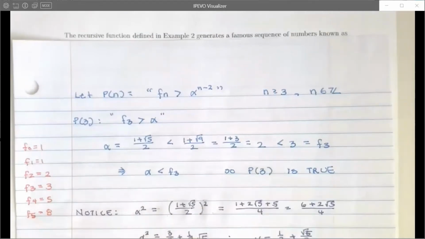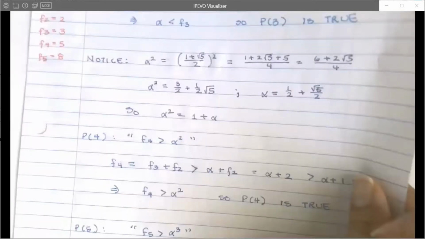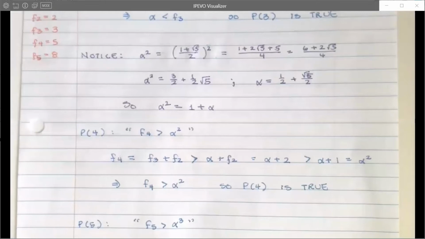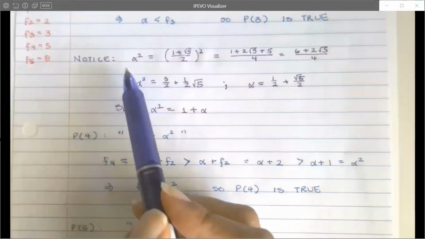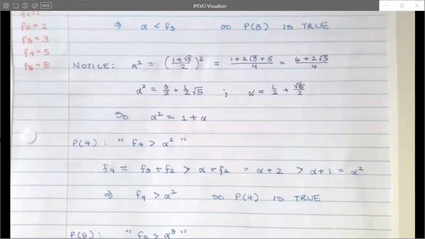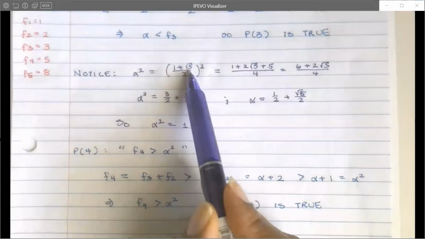Okay, that proves that P of 3 is true. Let's take a look at whether P of 4 needs to be part of the base cases. Now, before we do, I want you to notice something. Notice that if I take the square of alpha, that means I'll have (1 plus the square root of 5) over 2, squared.